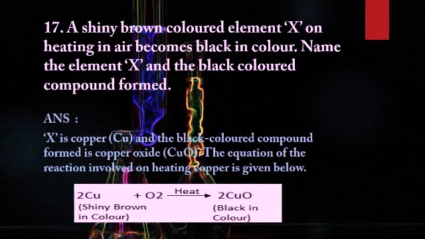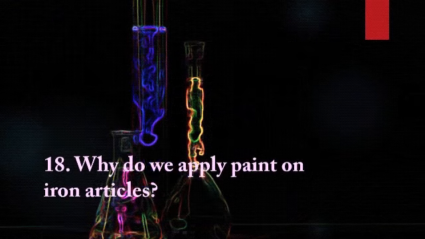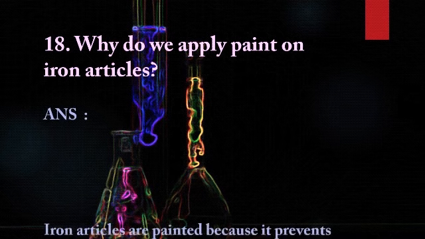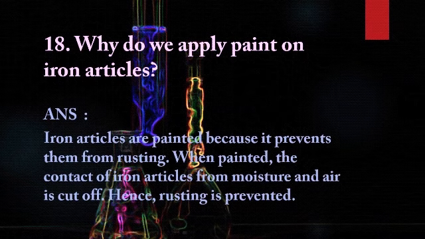Now moving on to the 18th question. The 18th question is, why do we apply paint on iron articles? Answer: Iron articles are painted because it prevents them from rusting. When painted, the contact of iron articles with moisture and air is cut off. Hence, rusting is prevented.